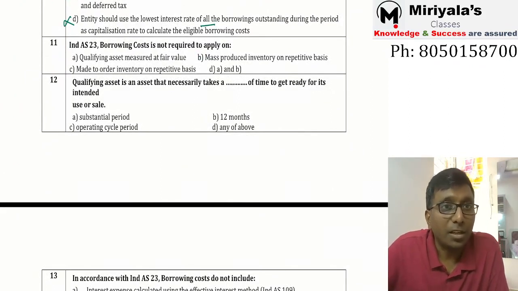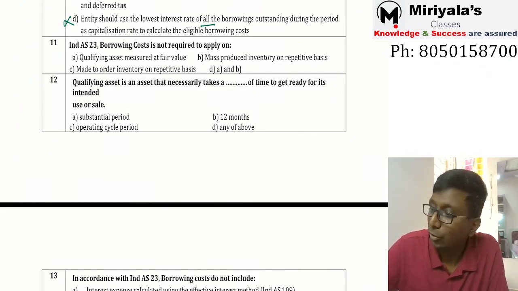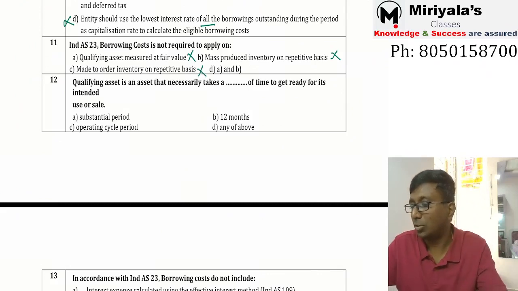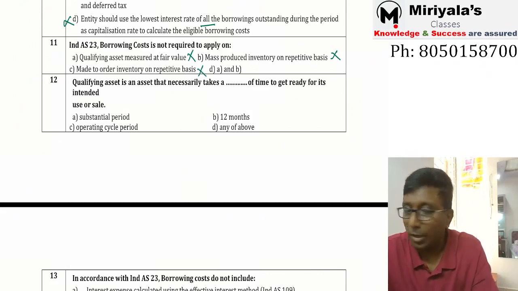11th bit. In Ind AS 23, borrowing cost is not required to apply on... You don't need to apply on what? I told you, on the fair value things, you are not supposed to apply. Mass production, which is going to be happening on a repetitive basis, no, you are not going to do it. Correct now? Yeah. So made to order inventory on a repetitive basis. Made to order qualifying asset which are measured, obviously no. Correct na? Right.